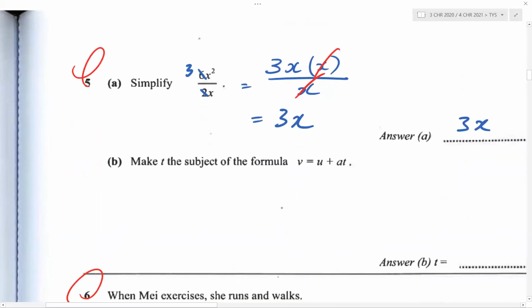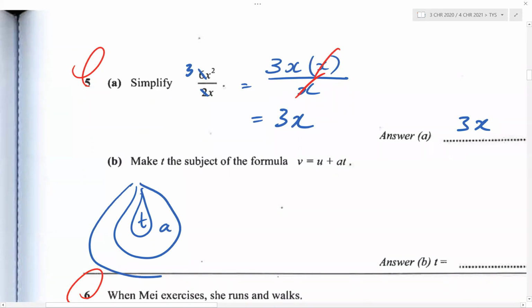Okay, make t the subject of the formula. Our t is in the middle, surrounded by an a, surrounded by a u. No, it's not surrounded by a v. It is equal to v. All this equal to v. I want to remove the outer layer first. Take away the u, then take away the a, leaving me with the t.